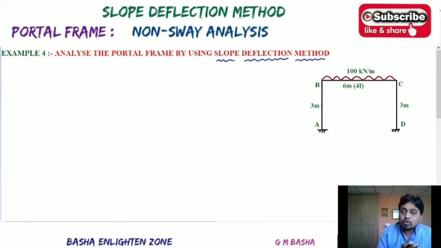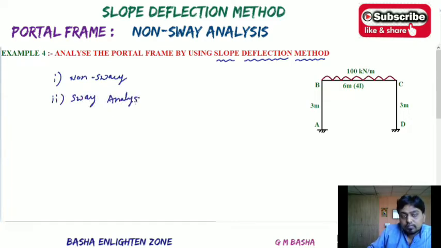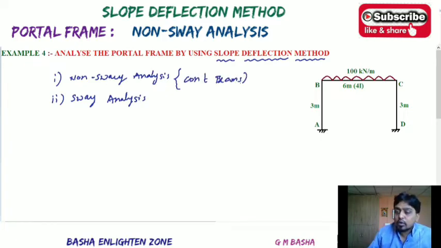So before going to solve any frame, first we would like to confirm whether the frame comes under the sway analysis or non-sway analysis. The entire procedure of non-sway analysis will be same as the continuous beams, but whenever symmetrical conditions happen, you can make some note point, means then it will be very easy to solve any type of frames. But you can carry the entire procedure by using continuous beams also, you will get that frame.